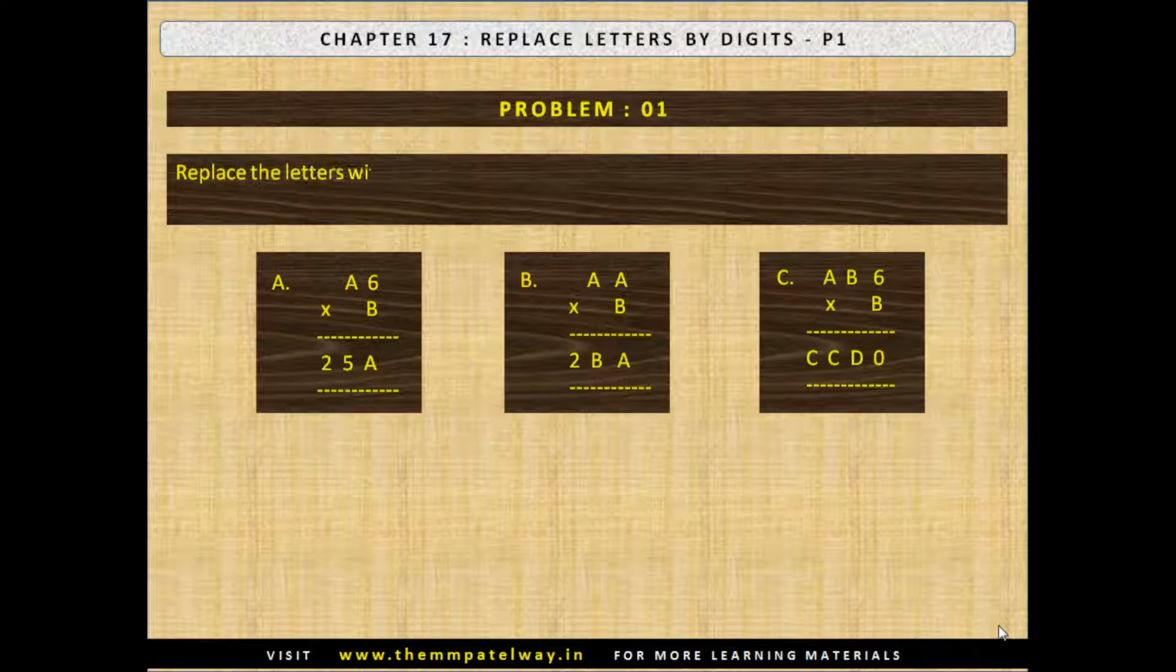Problem number 1. Replace the letters with appropriate digits in the following sums. Note that different letters have different values. A6 multiplied by B equals 25A. B, AA into B equals 2BA. And C, AB6 multiplied by B equals CCD0. In the problems we saw, we are required to find out suitable values for the letters A, B, C and D.